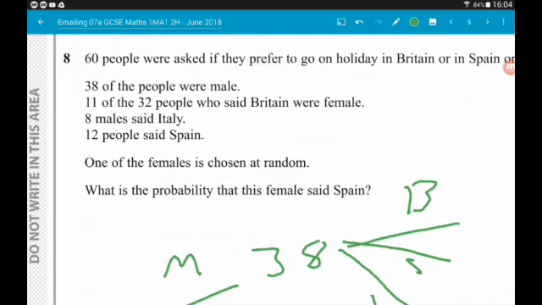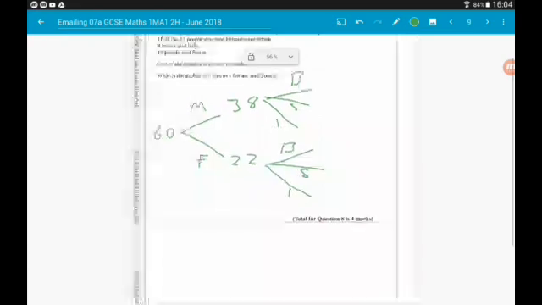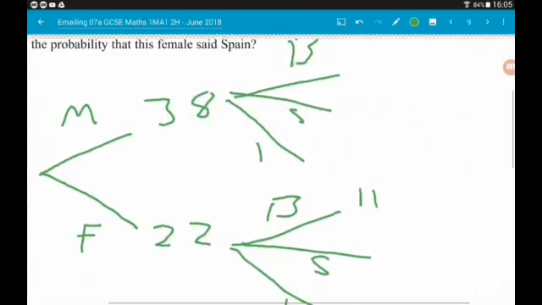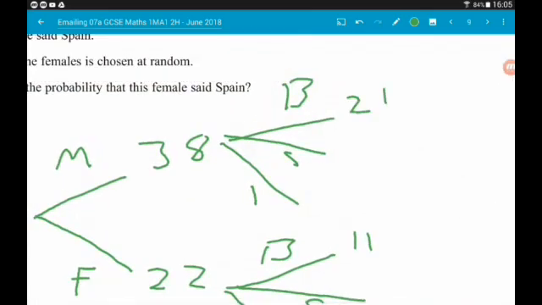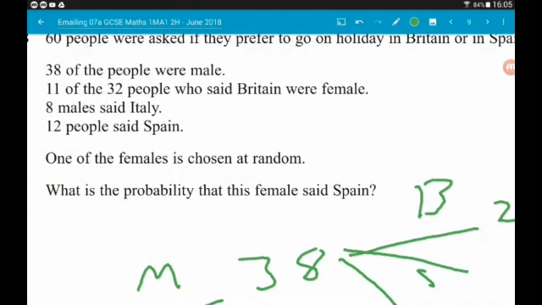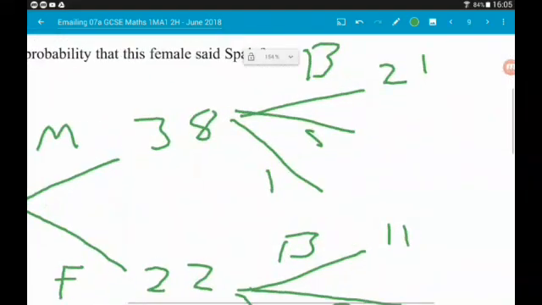So 38 of the people were males. We've dealt with that. 11 of the 32 people who said Britain were female. So that's telling us 2 things. 11 females said Britain. 32 people said Britain altogether. So 21 males must have said Britain. Okay, next we are told 8 males said Italy. So let's plonk an 8 there.